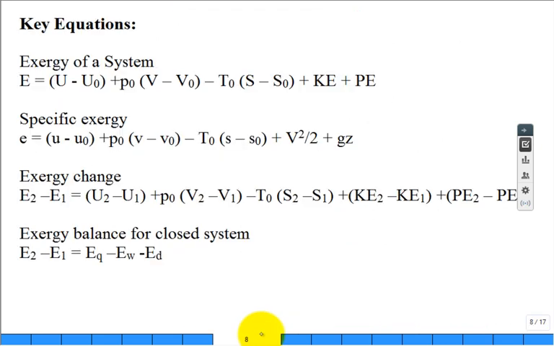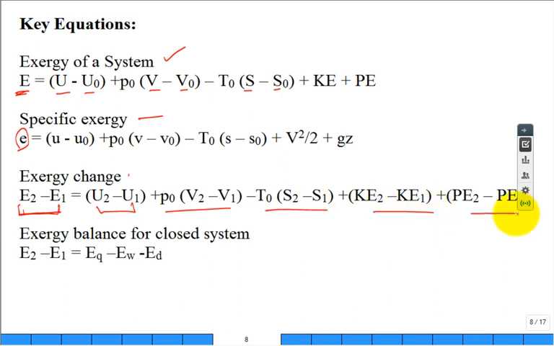So, what are the key equations? This equation, basically in capital U's and capital V's, is not on a per unit mass basis, but it gives me the exergy of my system. If I divide by mass, I have my specific exergy, lowercase e. If you're interested in how the exergy changes from state 1 to state 2, you could just do it like this. We've seen these equations, right? And then here's my exergy balance.